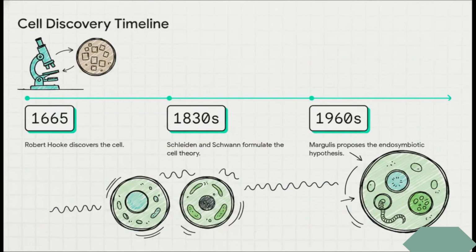So let's take a really quick look at how we figured this out. The whole thing kicked off way back in 1665. Robert Hooke was peering through a self-made microscope at a piece of dead cork, and he spotted these tiny, empty little compartments. He called them cells.